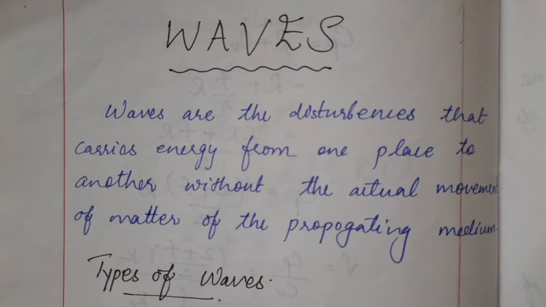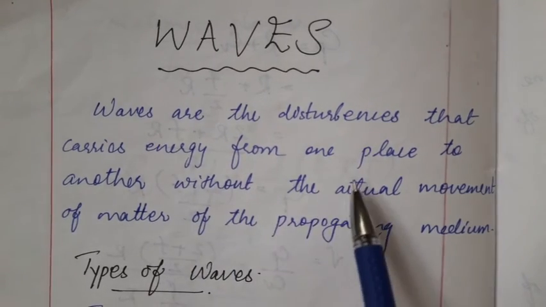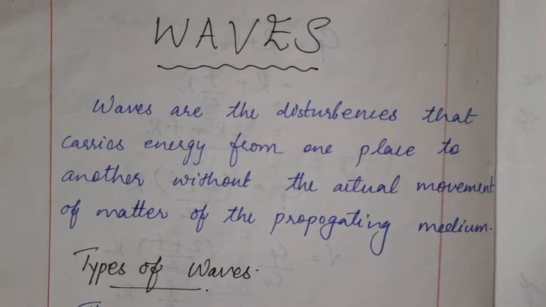Matter will remain there itself. The particles present in the air will remain at the same place, even though they got a disturbance. That's what we say. Waves are disturbances that carry energy from one place to another without any actual movement of matter.